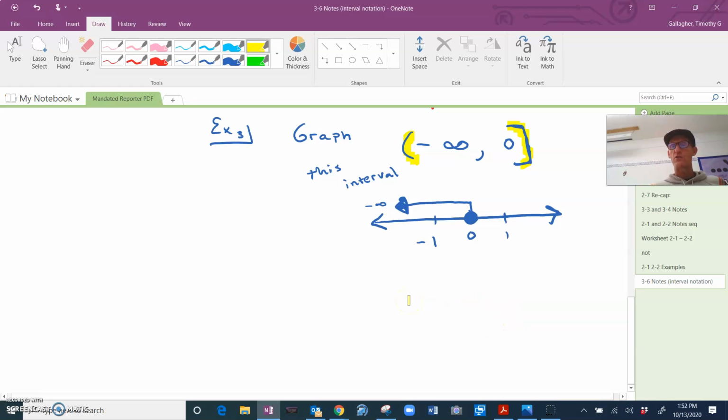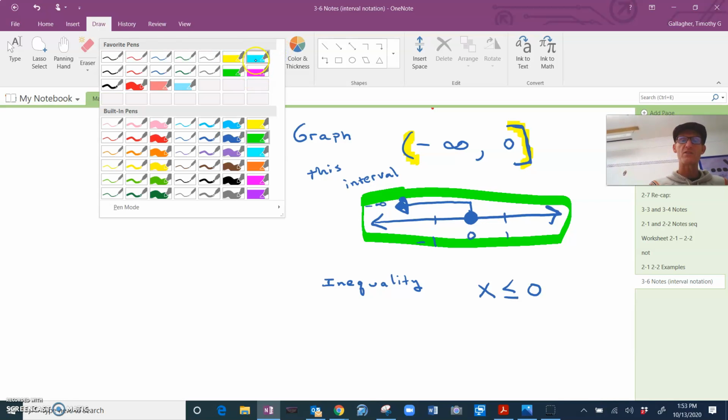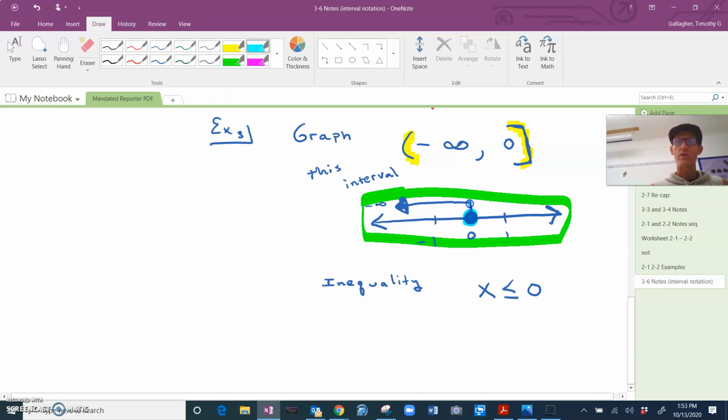Okay, so let's try one more, and oh wait, no, before we do that, let's get the inequality for this one so we can make the connection to the inequality. The inequality is x, which is all the numbers, is less than or equal to 0. And we mainly get the inequality from the graph. See, we take this graph, right? And we notice that its inequality is written here, and we can see that this is x less than or equal to 0.